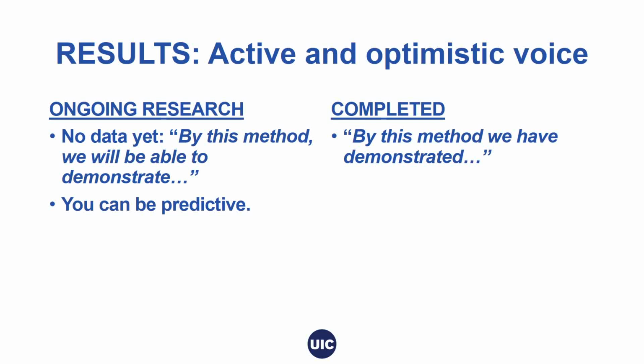For a research project that is ongoing, consider using a future tense sentence that predicts what might happen. An example of the beginning of such a sentence is, by this method, we will be able to demonstrate. For a research project that is completed, speak of the results in the present perfect tense. An example of the beginning of such a sentence is, by this method, we have demonstrated.